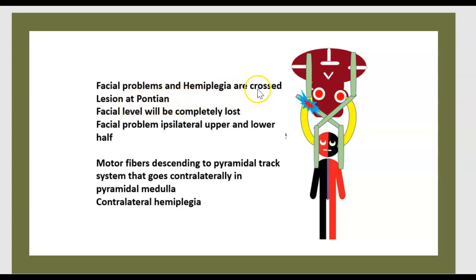Lesion at the facial nucleus, facial function will be completely lost. Facial palsy ipsilateral, upper and lower half. Motor fibers descend in the pyramidal tract, a system that goes contralaterally in the pyramid of the medulla. Contralateral hemiplegia. Ipsilateral face, contralateral hemiplegia.